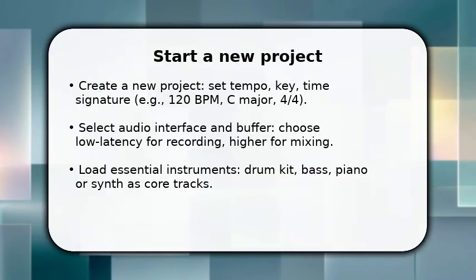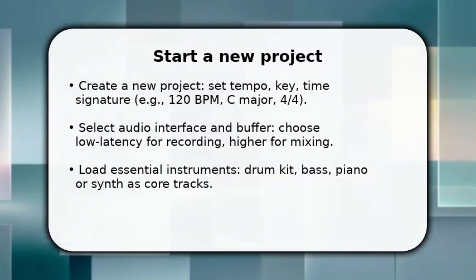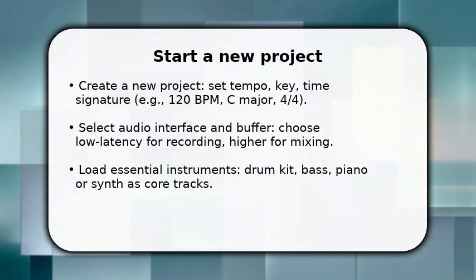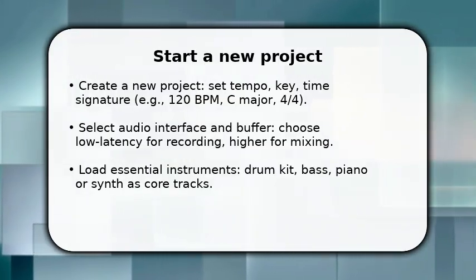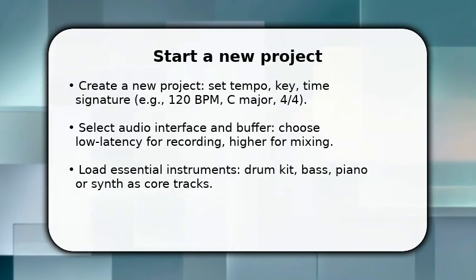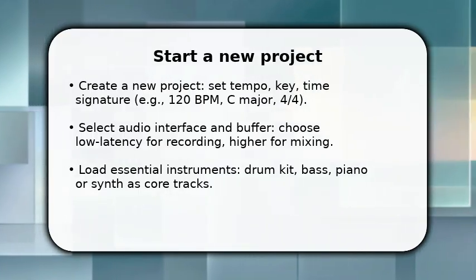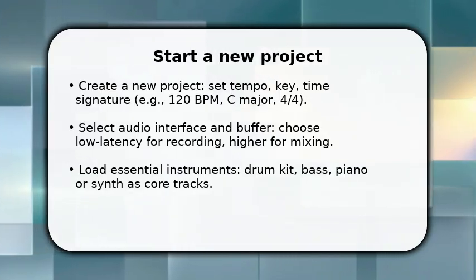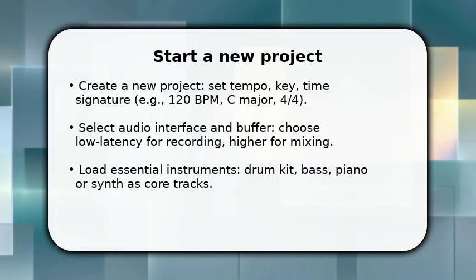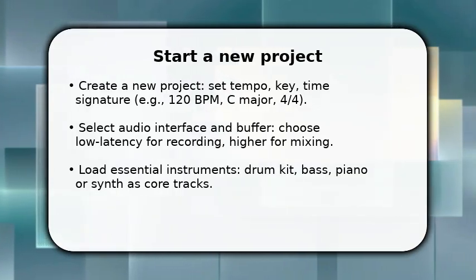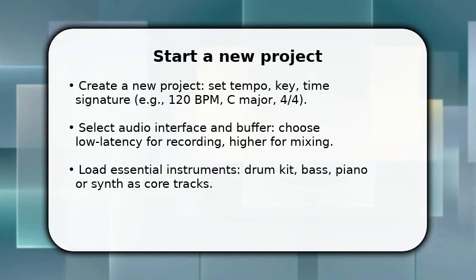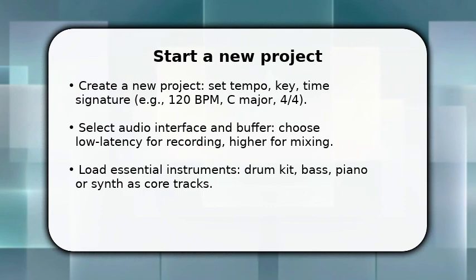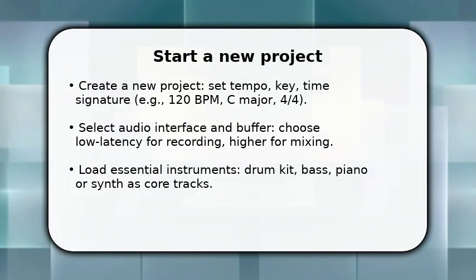You begin by opening a new project and immediately setting tempo, key, and time signature so your arrangements stay consistent. Choose your audio interface and buffer size now, low latency for tracking, higher buffers for mixing, because it affects timing and monitoring. Next, load core instruments like drums, bass, and a harmonic instrument so you can sketch the groove and harmony. Once done, arm one track for recording and confirm input levels. This gets you to the first playable loop fast.